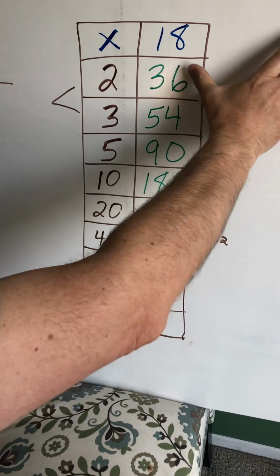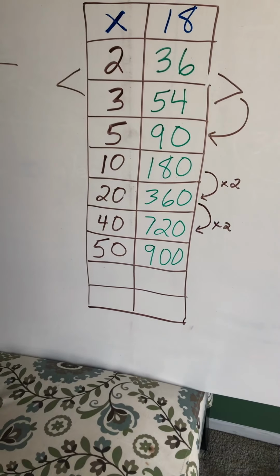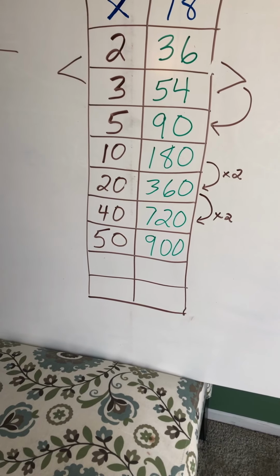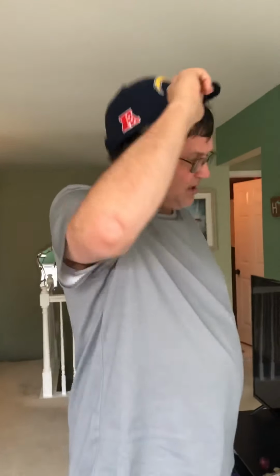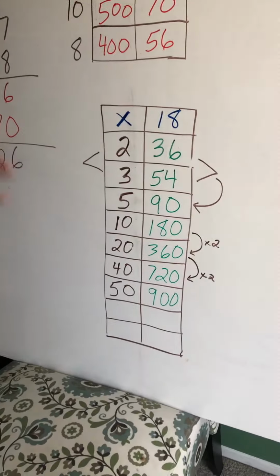And if you add 2 and 5, which would give you 57, and add it to 900, you will get 1026. Because 2 plus 5 is 7, and you only need to get to 57, and we're already at 50.